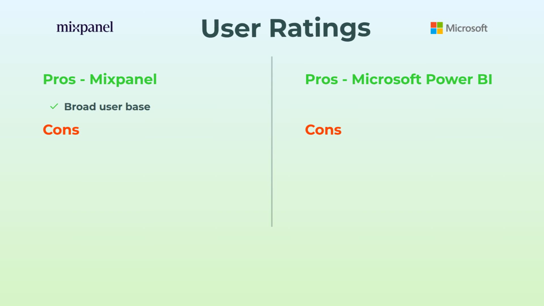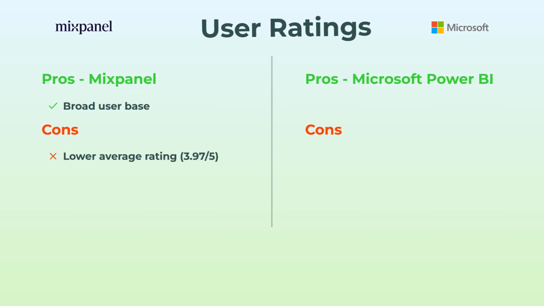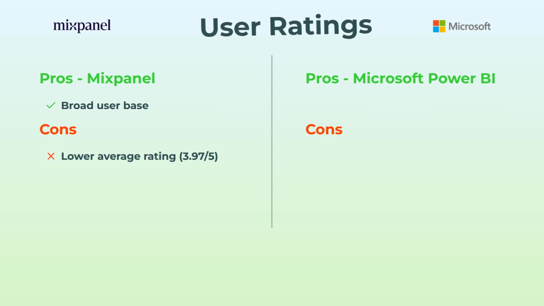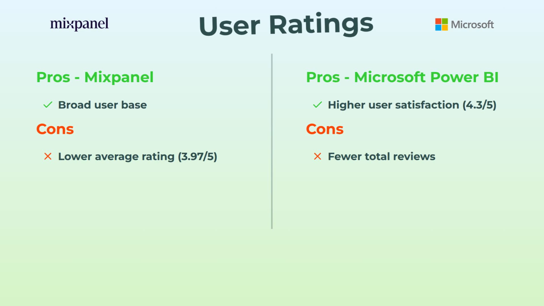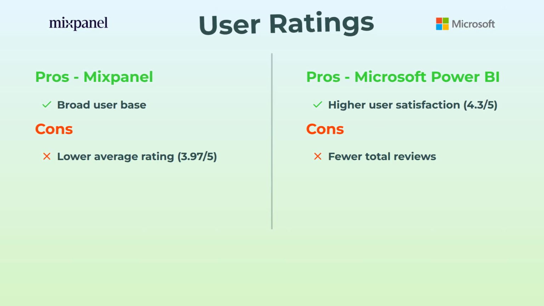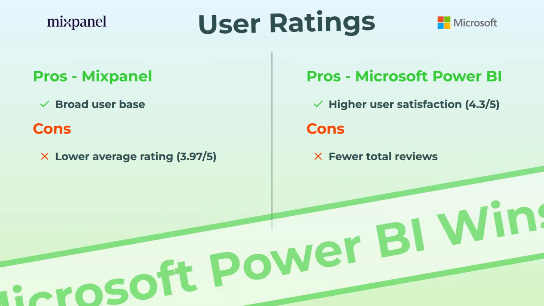Last comparison, user ratings. Mixpanel, huge user base. It's everywhere. But the average rating is a little lower, around 3.97 out of 5. Power BI, though, scores better with a 4.3 out of 5. It's got fewer total reviews, but, you know, when people are happy, they're happy. So, for sheer satisfaction, Power BI sneaks ahead.